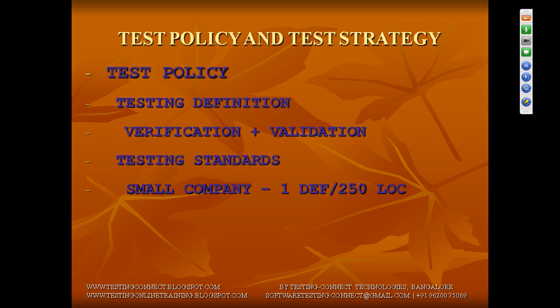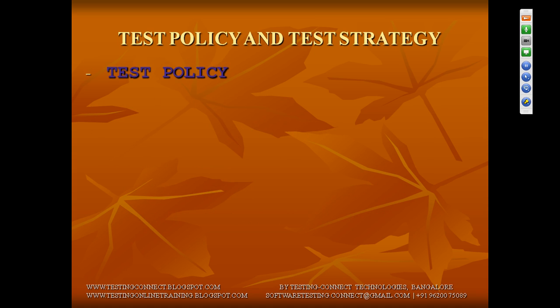If it is a big scale organization like CMM or Six Sigma, this kind of company means 1 defect for 2500 lines of code. Okay, it is a big scale organization, it should not exceed more than 1 defect for 250 lines of code. These are the standards companies have to follow.